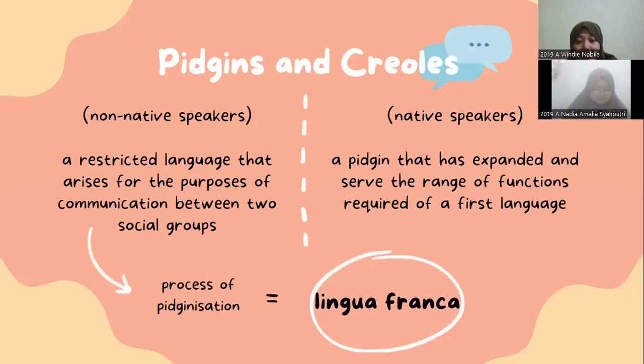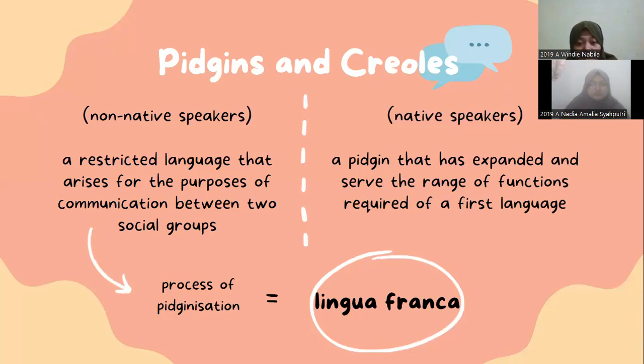Well, a Pidgin itself is a language with non-native speakers. It is a restricted language which arises for the purposes of communication between two social groups, of which one is in a more dominant position than the other. The less dominant group is the one which develops the pidgin.